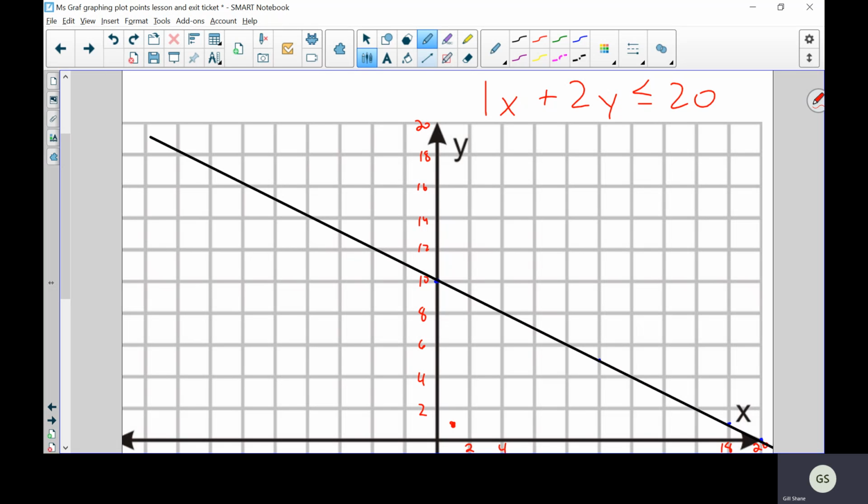4 airheads, 2 honey buns. Sure, absolutely he could buy that. So he could buy 4 airheads, 2 honey buns. That would be a total of $6. He's got 20, of course he can buy that. We never said he had to spend 20 in this. That's why it's less than or equal to 20. Give me another one.